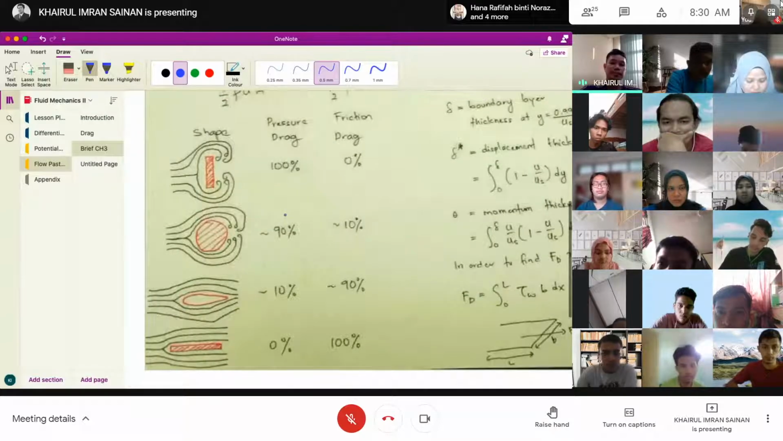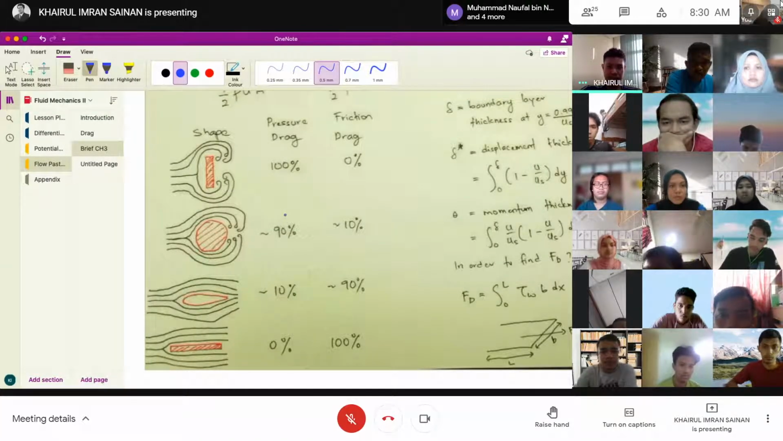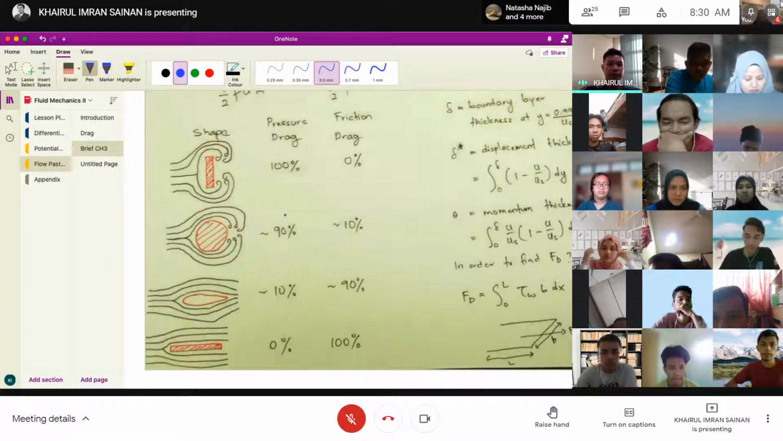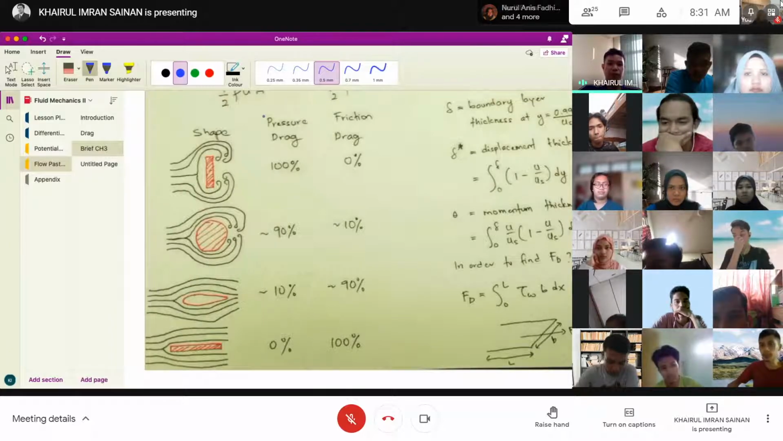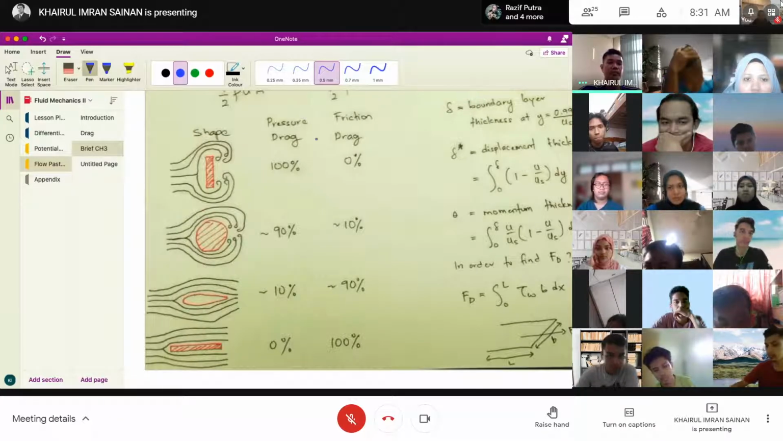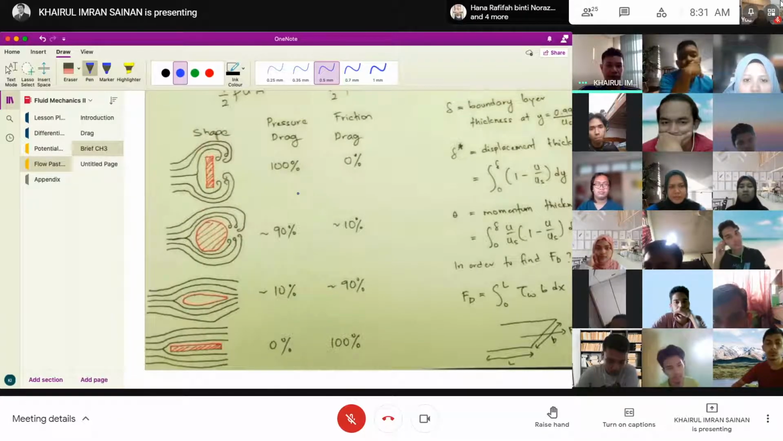So let's take a look at the shape. Shape number 1, you have a plate which is in vertical direction, so normal to the direction of flow. So yeah, you're gonna have drag, but all of it is because of the pressure drag. Friction drag is almost 0%. You can ignore the friction drag, right?